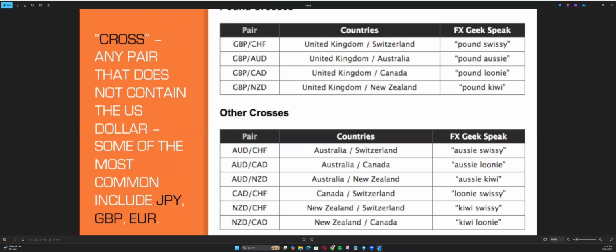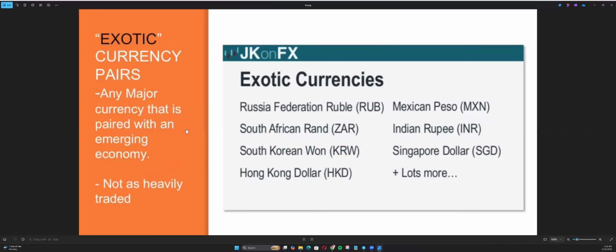Then we have other forms of crosses. This is GBP crosses, AUD crosses, and all of that. CAD crosses here, Kiwi crosses here, and all, yeah. So any pair that does not contain the US dollar, and some of the most common pairs are these ones that you're seeing. So the next one, we have exotic pairs.